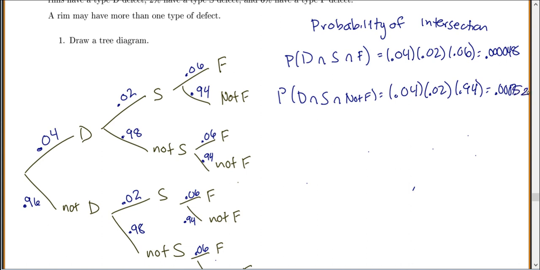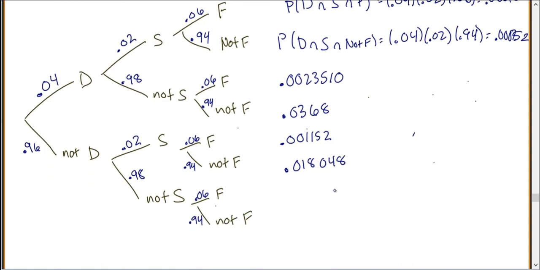And you can go through and do each of these. We're just going to multiply along the branches. I'm just going to write them in. So we have 0.0023510. Try these on your own, and you can pause it and see if you get the same results. 0.001152, 0.018048, 0.056448, and 0.88435. So these are the probabilities of each possible intersection.